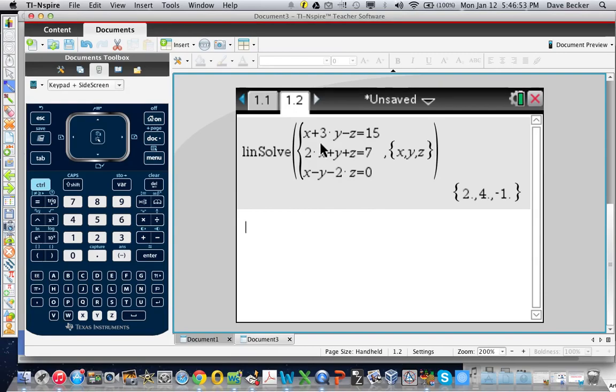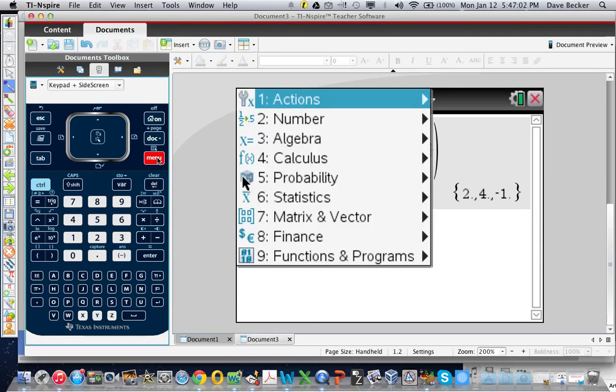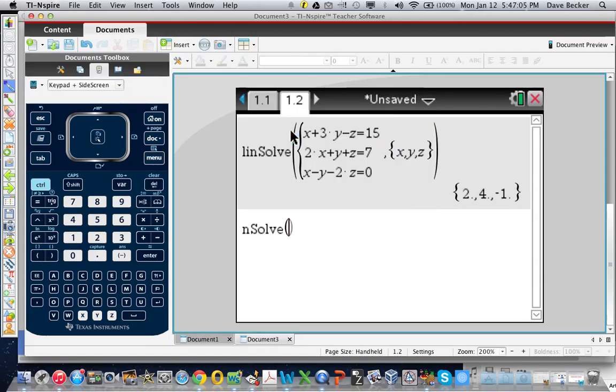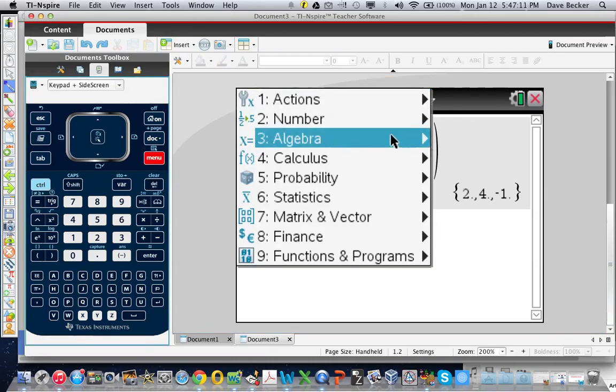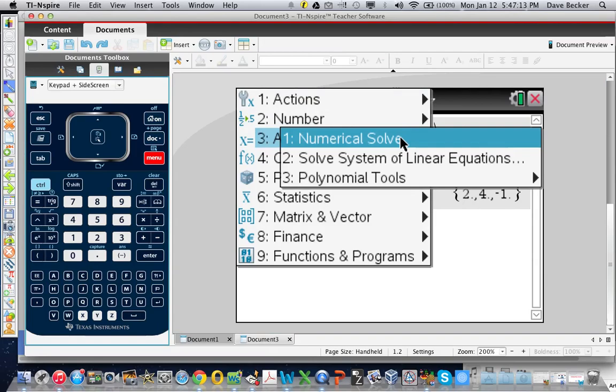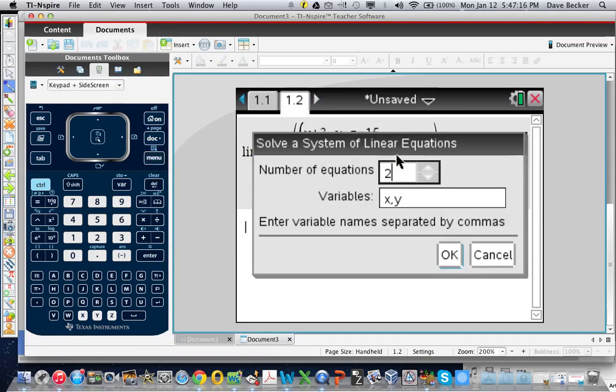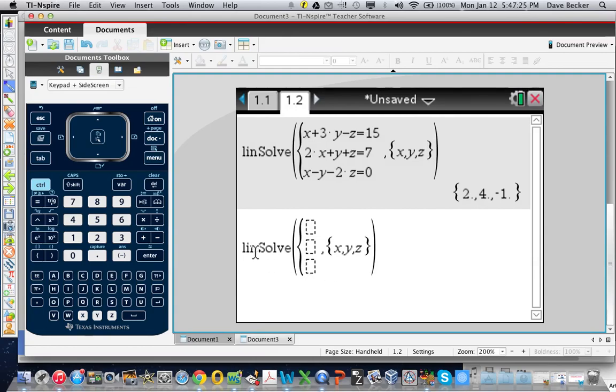Just by entering the 3 equations using this part of the calculator. You would just go to Menu, Algebra, and then Solve System of Linear Equations. Number of equations is 3, not 23, 3. It puts the variables in for you, and then you get LinSolve. And then you just enter in, just like I did here, x plus 3y minus z equals 15. The 3 different equations, hit enter, and the solution comes up.